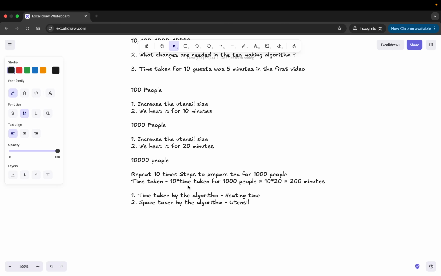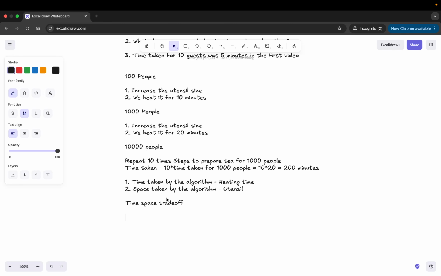That same thing happens in algorithms. Sometimes there are faster algorithms, but because of the restrictions in the memory size and the data structures that you can use, you can't use the fastest algorithm. So there comes a trade-off. We call it the time-space trade-off. In this particular scenario, we did a time-space trade-off by repeating the steps for 1,000 people 20 times because of the limitations of the size of the utensil.